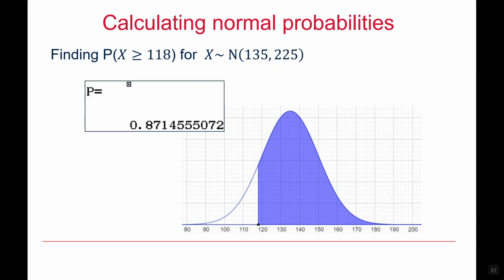And it's worthwhile, just with your sketch, thinking what sort of size probability am I expecting? 0.871 is perfectly reasonable because we have a very large probability here, and bearing in mind that the whole area under the curve will equal 1 because it's the sum of all the probabilities of all the outcomes you can have for that distribution, 0.871 is a perfectly reasonable answer.